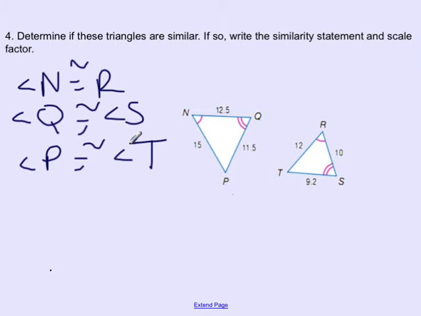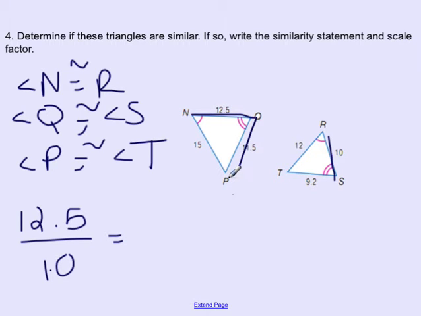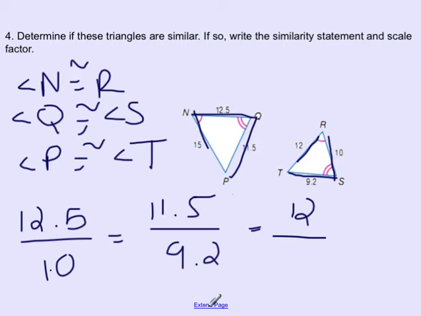Okay, so now we got our angles. Now we need to check to see if our sides are in proportion. So NQ is the same as RS. So I'm going to write 12.5 divided by 10. I need to check that proportion. Then QP is the same as ST. So I have 11.5 divided by 9.2. And TR is the same as NP. So I need to make sure 12 over 15 is the same as all of those.